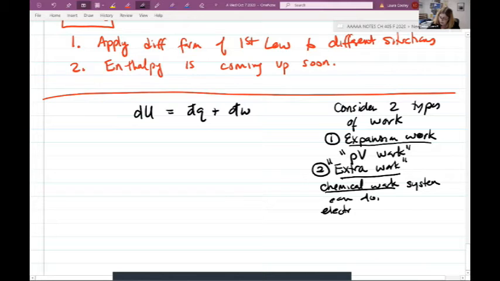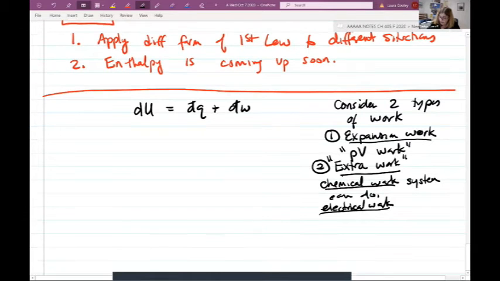There's also electrical work. If you have an electrochemical cell and it drives current through wires, and that is used to move a small toy or light a light bulb or something like that, that's another example of the kind of work a system can do. So those fall into extra work. And I don't want to talk about them. I just want to tell you that they're there.